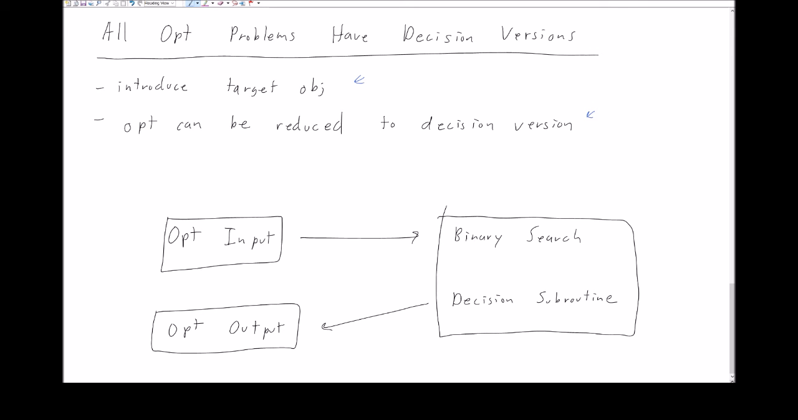The reduction we've seen in the binary search technique: we take the input to our optimization problem, we introduce a binary search routine that uses the decision problem as a subroutine. Afterwards, this results in an output to our optimization problem. We're going to use these tools when we talk about hardness of problems.